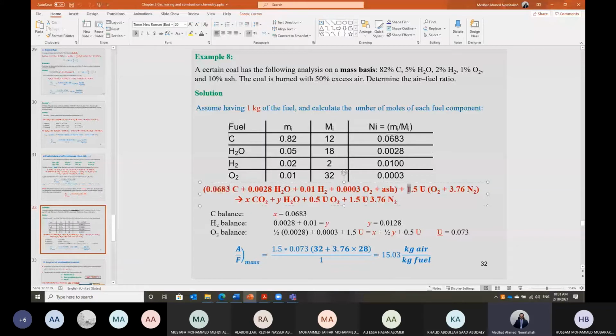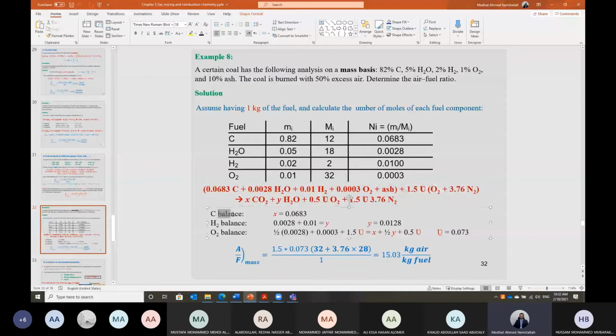And I will write down the equation the regular way, plus lambda, which is 1.5, multiplied by gamma. I don't know in this case the value of gamma. I have to make a balance in order to calculate it: O2 plus 3.76 N2. And that should give us, I will assume, X CO2 plus Y H2O plus lambda minus 1 gamma. Lambda is equal to what? 1.5. 1.5 minus 1 should be 0.5 multiplied by gamma. This is O2 plus lambda gamma 3.76 N2.